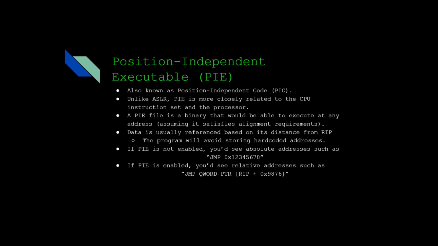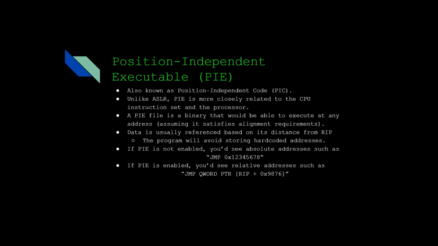Next up, we have PIE, Position Independent Executable. This is also known as Position Independent Code. And unlike ASLR, PIE is more closely related to the instruction set in the processor. ASLR is more related to the operating system, and PIE is something that's done with the CPU. A PIE file is basically one that can execute at almost any address. So if you load that file up at address, let's say 0, it should execute the exact same as if it was loaded at address, let's say hex 1000.